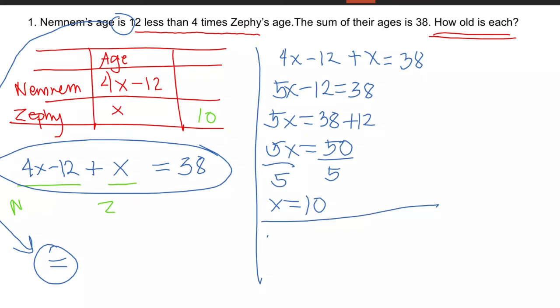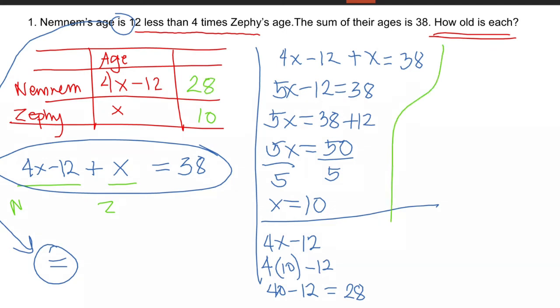Now let's solve for the age of Nemnem. According to our table, 4x minus 12 is the age of Nemnem. Then we will substitute the value of x, which is 10, so 4 times 10 minus 12. That gives us 40 minus 12 is equal to 28. Meaning to say, the age of Nemnem is 28.